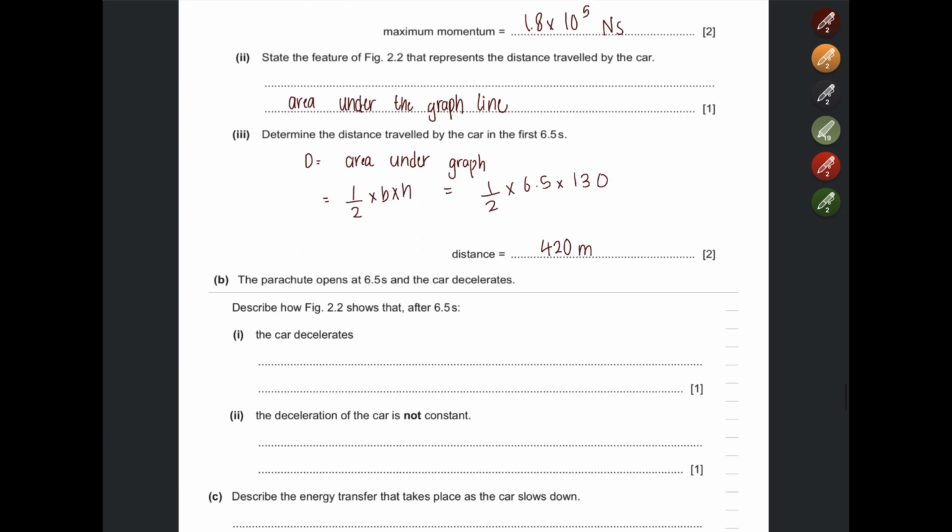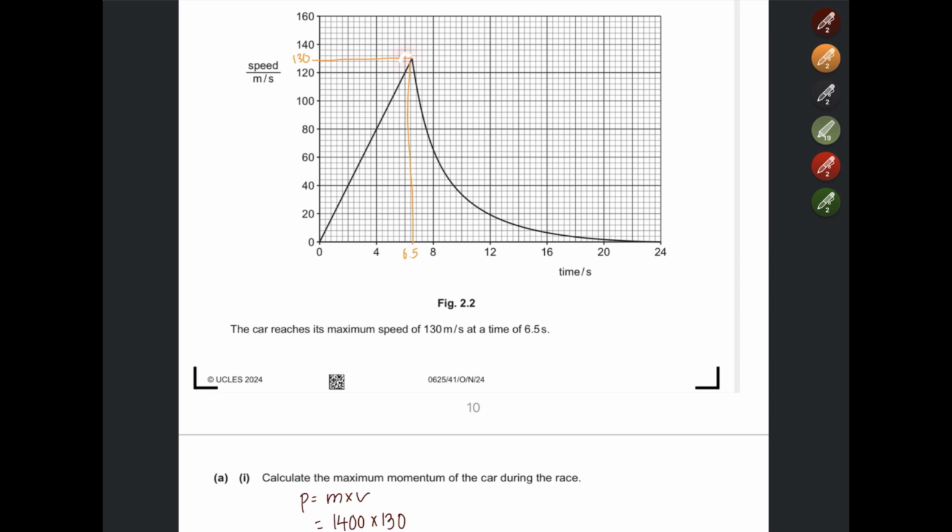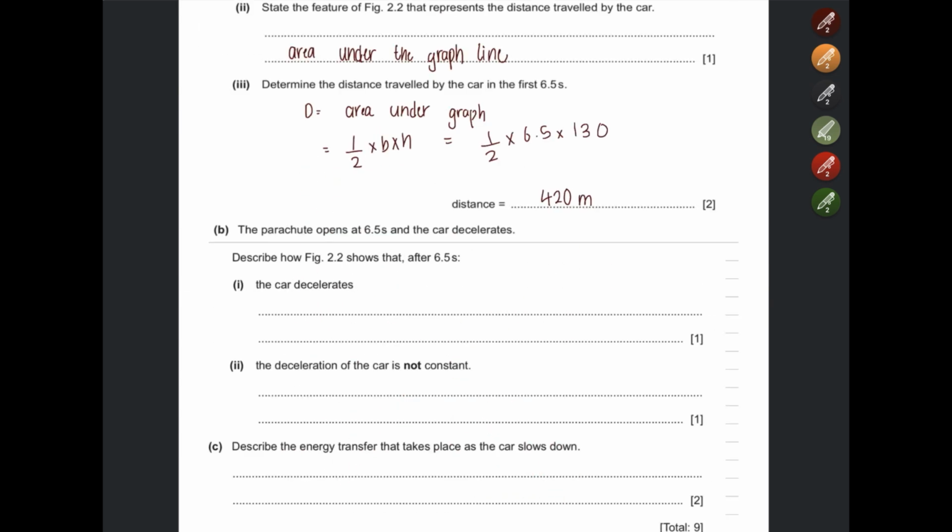The parachute opens at 6.5 seconds and the car decelerates. Describe how figure 2.2 shows that the car is decelerating. So describe means you have to tell what is happening. How do we know the car is decelerating? It is because we have a negative slope. Here we had a positive slope. It was going up, therefore it was accelerating. Now the slope is coming down, so it's decelerating. Gradient is negative, or slope is negative. We will say gradient.